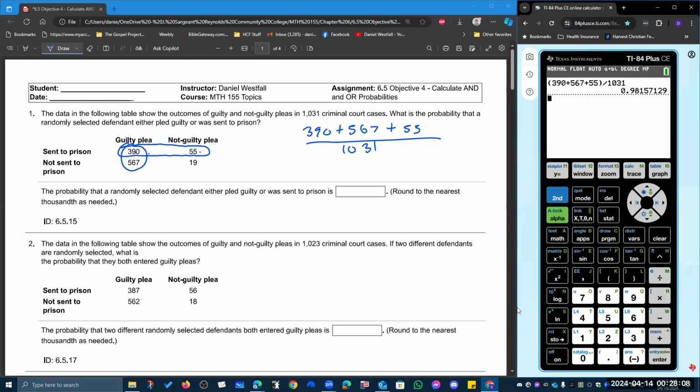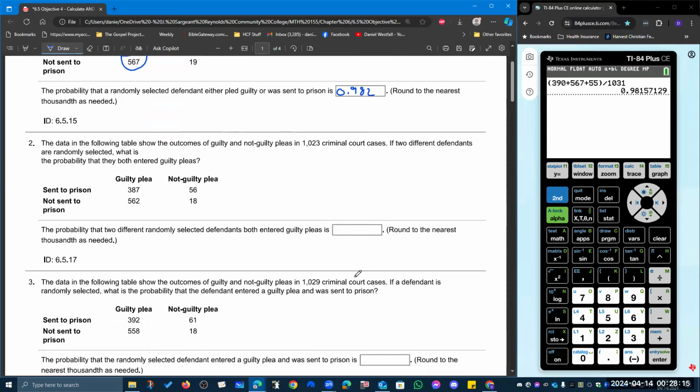And to the nearest thousandth is 0.982. Now I want to know the probability that if two defendants are selected at random, they both entered guilty pleas. Let me see how many people pled guilty.